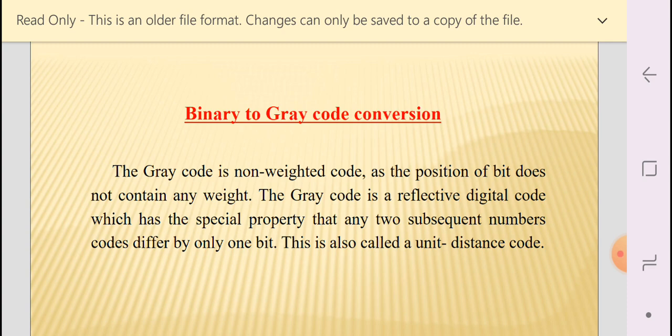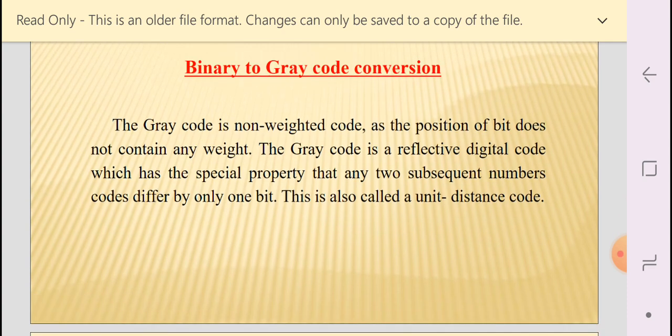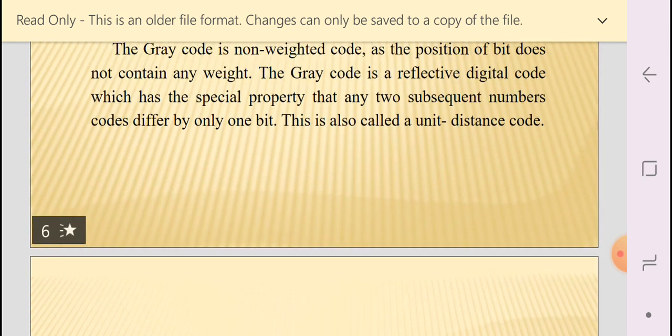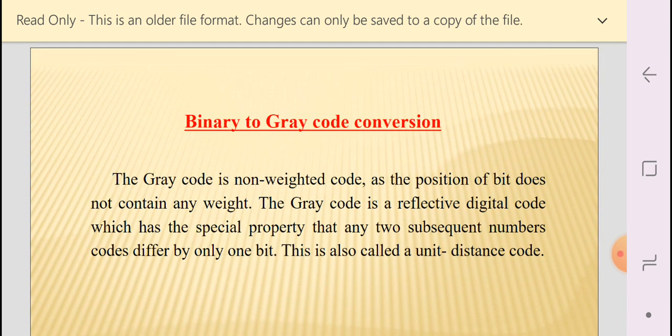So this is a special type of property that gray code has. This is the basic definition or basic idea of the gray code. And binary code we already know, 0 and 1, that is binary number. Next, how can we generate the gray code from binary? You have the binary number and you want to convert this binary number into the gray code number. That is the conversion, right?